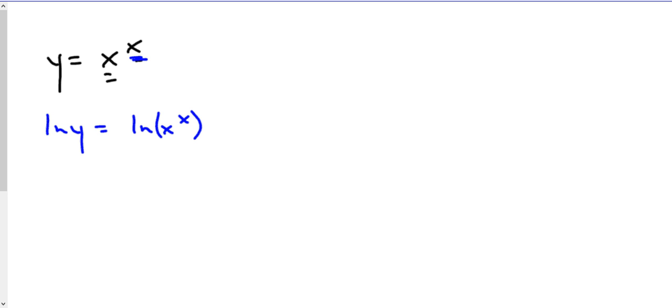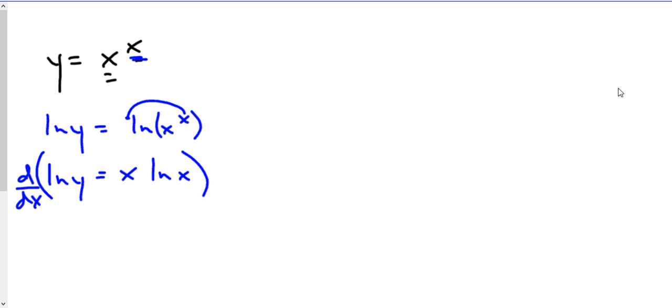By doing this, we can move this x, using the power property of logs, to the front. So we have x natural log of x. From here, we're now going to differentiate this with respect to x. Now, to do this, we have to take the derivative of natural log of y. If you don't know from the previous tutorials, the derivative of the natural log is 1 over the inside, which is y. But in this case, we take the y derivative, which is dy dx. We're now going to take the derivative of x times natural log of x.